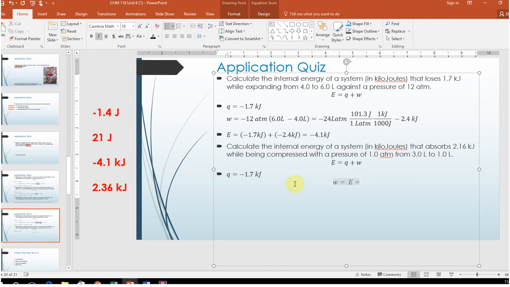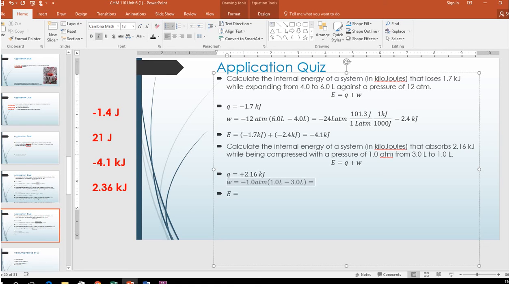I could probably do better with my pen, but my stylus is acting up, so we're just making it work. Okay, so looking at this, our Q absorbs 2.16. Absorb is a word that indicates positive, so plus 2.16 kilojoules. Work is negative P delta V, so negative. Our pressure is 1.0 atms. Our VF is 1.0 liters minus the initial 3.0 liters.